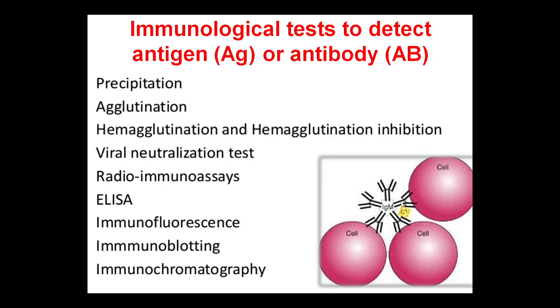to the antigens. Here in the figure you see immunoglobulin M. In this picture you see three red blood cells, and they are agglutinated. This is the reaction of hemagglutination.